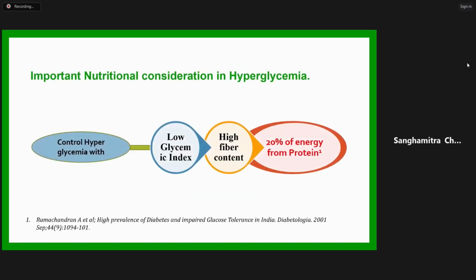Next slide. So the important nutritional considerations in hyperglycemia management is that we should control hyperglycemia with first low glycemic index foods. But in addition to that, it is important to increase the fiber content, and 20% of energy should be from protein. So it is not just about the carbs. We generally first jump to carb, low carb, high carb. We cannot do without the carb, but the carb should be of low glycemic index with the addition of two things. One is fiber and concentration on the protein.